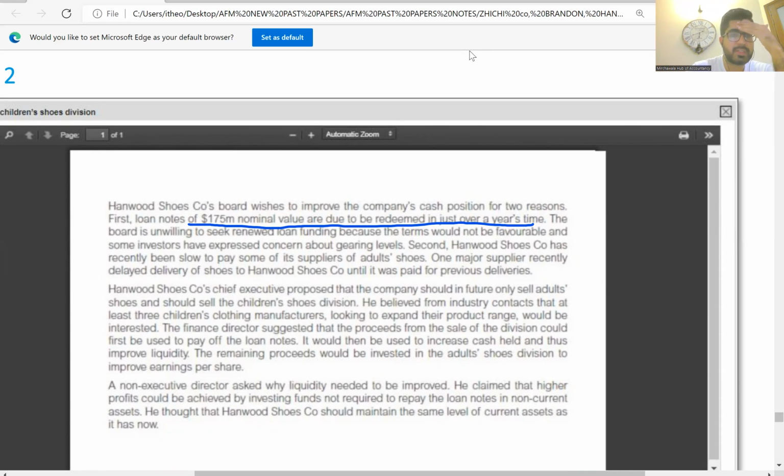Second, Hanwood Shoes has recently been slow to pay some of the suppliers of adult shoes. One major supplier recently delayed delivery of shoes to Hanwood Shoes until it was paid for previous deliveries. So Hanwood Board wishes to improve the company's cash position.